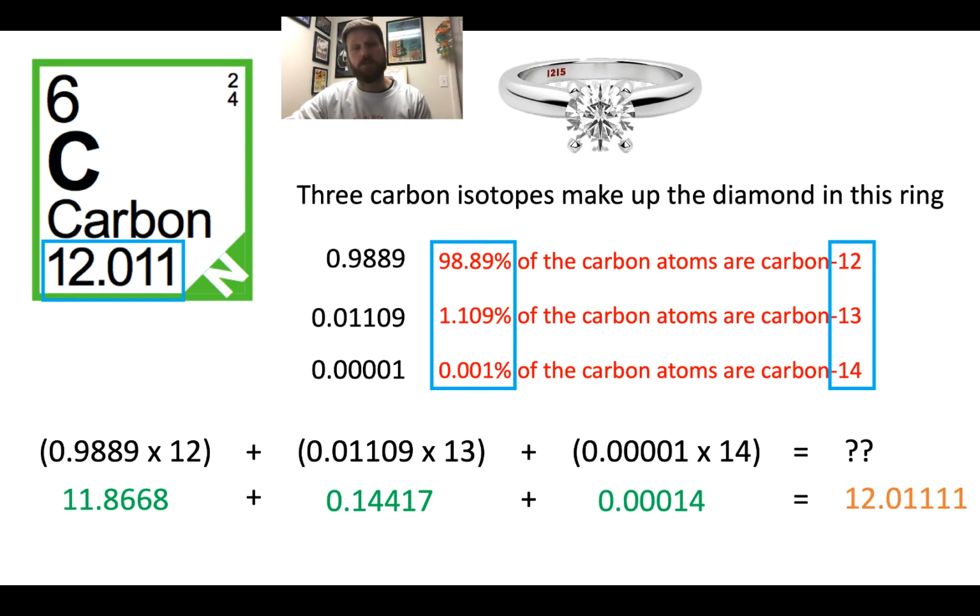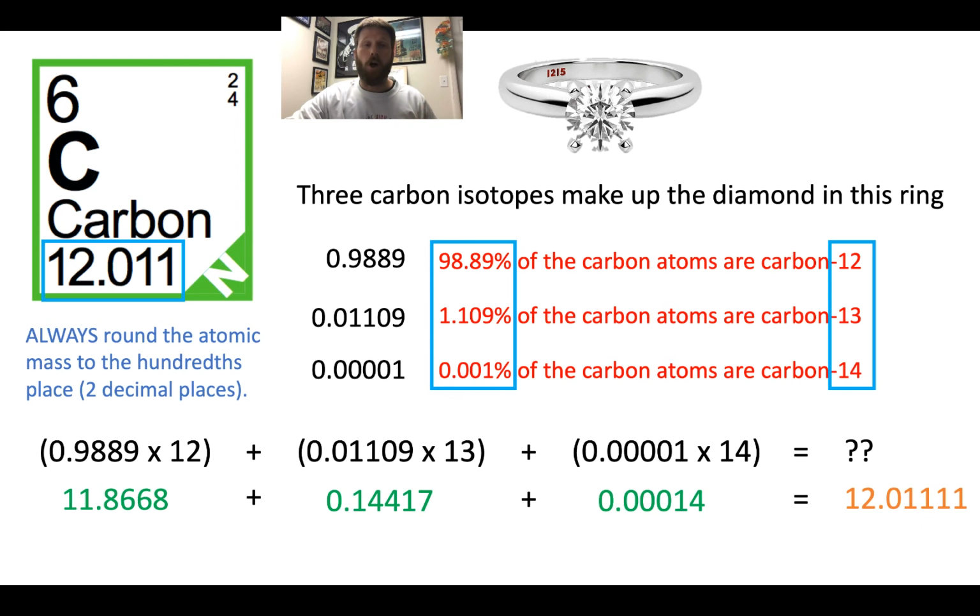If I add those 3 products up now, I get 12.01111. Now when you do these problems, I always want you to round the atomic mass to the hundredths place, to 2 decimal places. So you keep all your numbers till the very end, and then you round to 2 decimal places. So for this, I'd get 12.01 atomic mass units. And what do you know? That's the exact same atomic mass as you get on the periodic table.